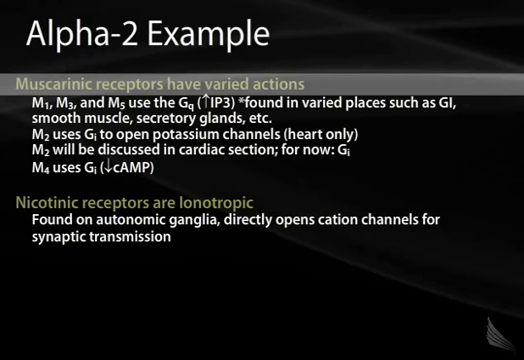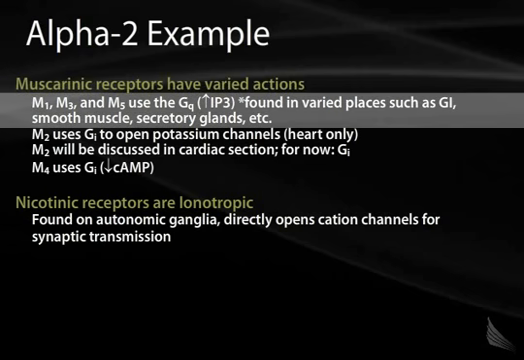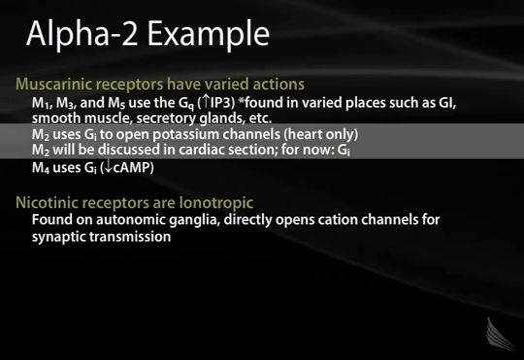Muscarinic receptors come in various subtypes. There are M1 through M5 that will concern us here. M1, M3, and M5 utilize the G sub Q system. G sub Q system will lead to an increase in IP3 levels. These are the receptors found in the varied smooth muscles and various glands we've talked about today.